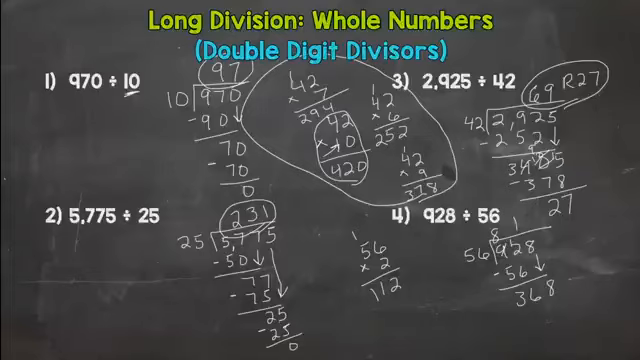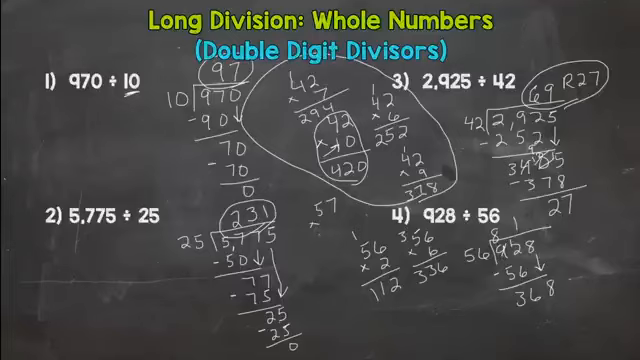I am not sure how many 56s I can pull or make out of 368. So I know 56 times 10 is 560, but that's way too high, so I'm going to scale it back. Let's try 6. 6 times 6 is 36. 6 times 5 is 30 plus 3. 336. That's pretty close. And I always double check.